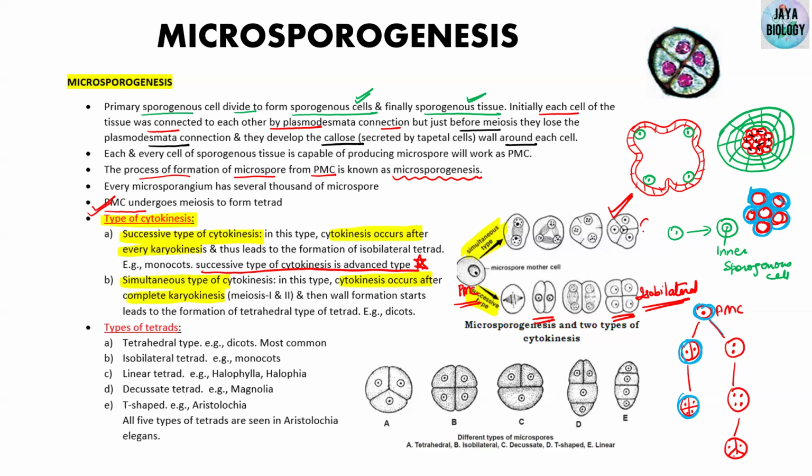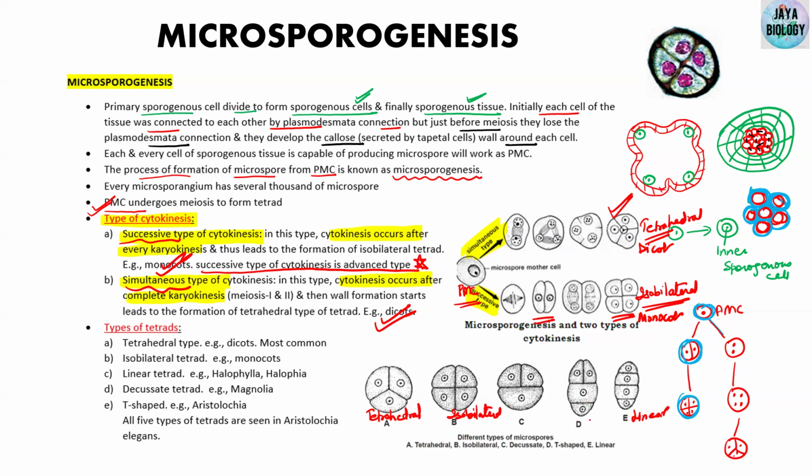This is known as a tetrahedral tetrad. The isobilateral is made by monocot, and tetrahedral is made by dicot. So the successive type is made by monocot, and the simultaneous type is generally shown by dicot. Is it clear? Though other types of tetrads are also there. This is the tetrahedral tetrad we have studied right now, shown by dicot. This is isobilateral, which is shown by monocot. This is linear.